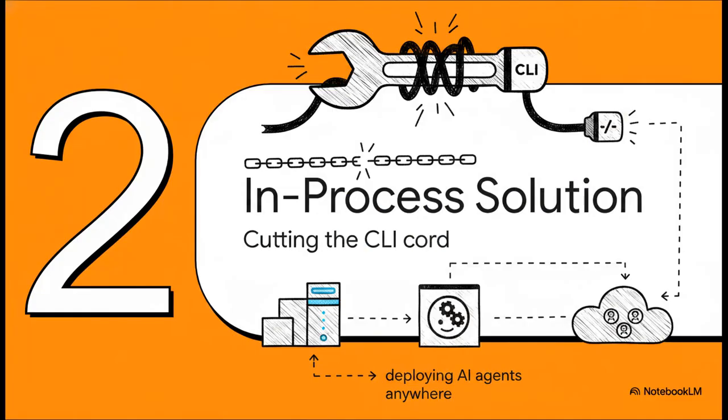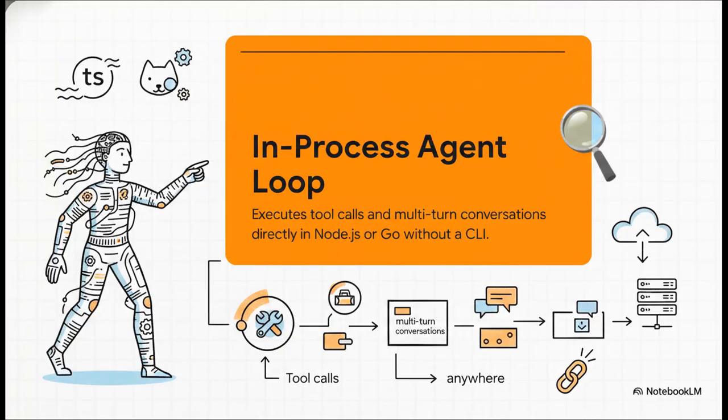So let's move to Section 2, the in-process solution. Time to cut the CLI cord. The answer to all this is the open-agent SDK. It's available in both TypeScript and Go, it's fully MIT licensed, and this package completely removes the CLI constraint. By running the full agent loop, and by that I mean your tool calls, the data streaming, and the multi-turn conversations directly in process, this SDK eliminates path resolution headaches entirely. There's literally no subprocess. It lets you deploy your agent anywhere Node.js or Go can run.